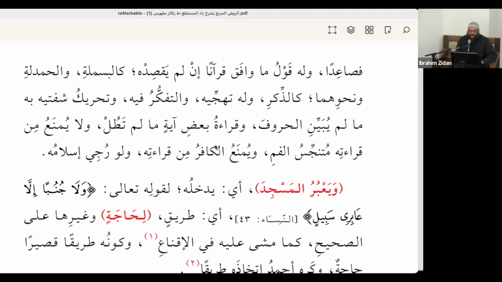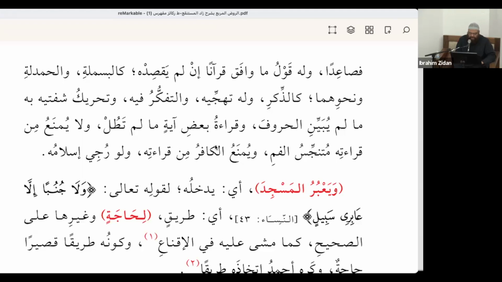Also وقراءة بعض آية ما لم تطل. Reciting بعض آية, a part of a verse. This is permissible, but he's not reciting Quran. He just recited part of a verse. ما لم تطل, as long as it's not تطل, that refers to the ayah, from طول, that means as long as it's not too long. So what's the longest ayah of the Quran? For example, ayatul dayn. If someone recites half of it, no, you're reciting Quran too much, because it's as if you're reciting many verses. But if it's a part of an ayah, وقراءة بعض آية ما لم تطل, that's okay.